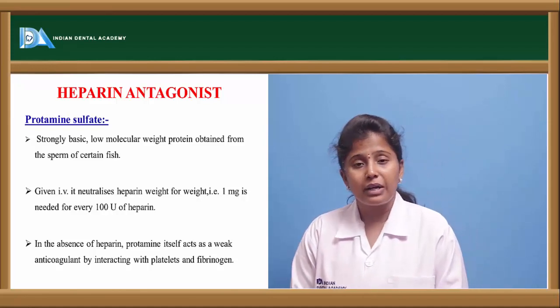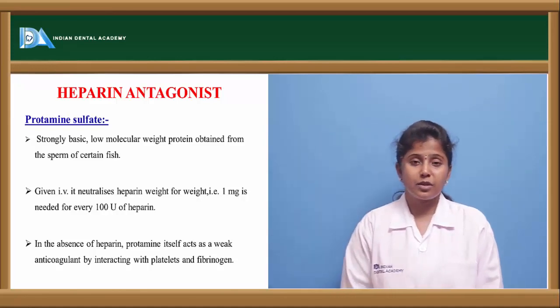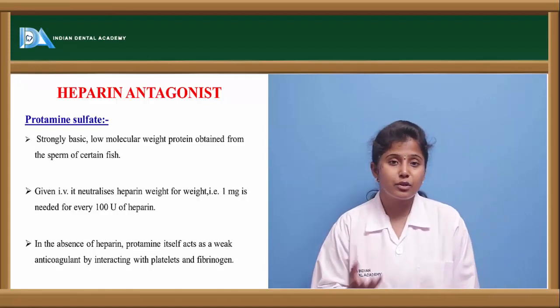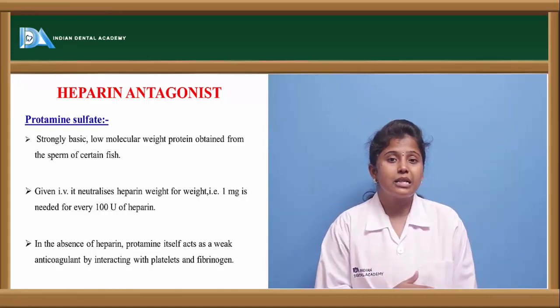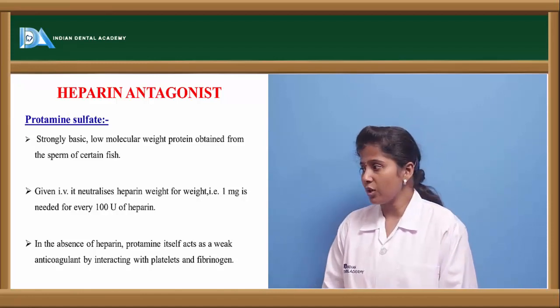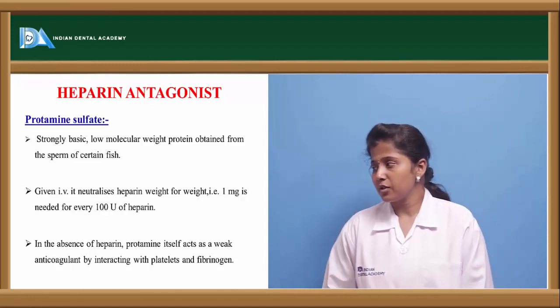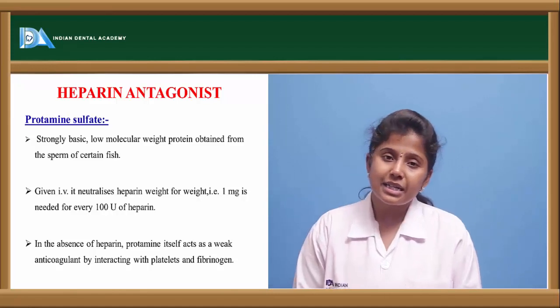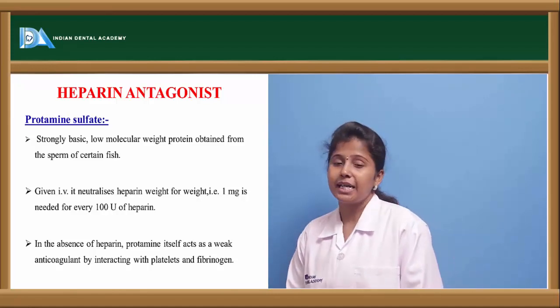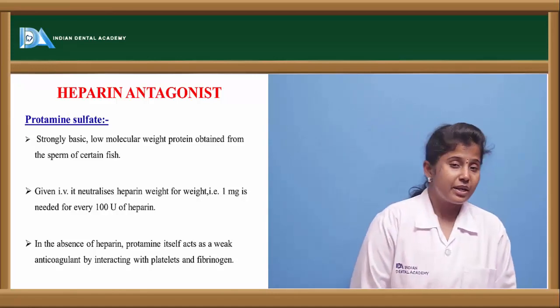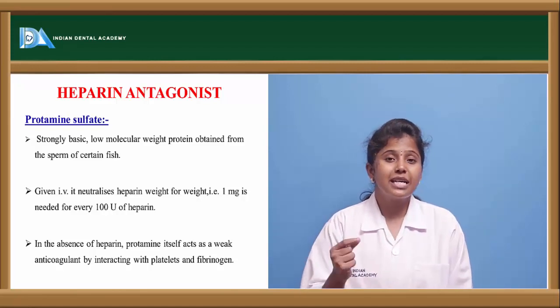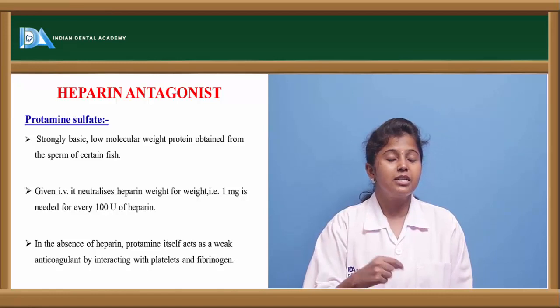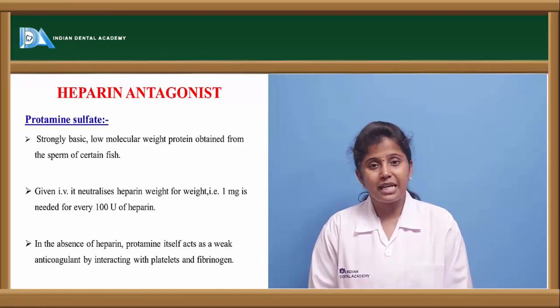If we give it through the IV route, then it is available in the systemic circulation, because heparin is given through the IV or subcutaneous route. So if we give it through the IV route, then it can antagonize the adverse effects of heparin. And in the absence of heparin, protamine itself acts as a weak anticoagulant. So if heparin is not there in the blood and we are giving protamine sulfate, then it shows anticoagulant activity instead of antagonizing the heparin effect.